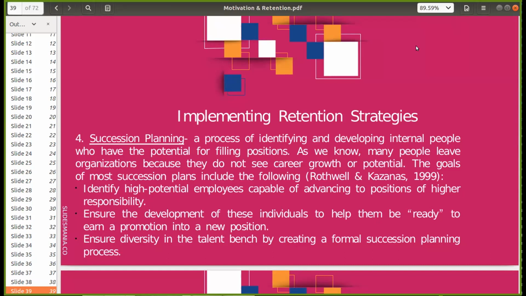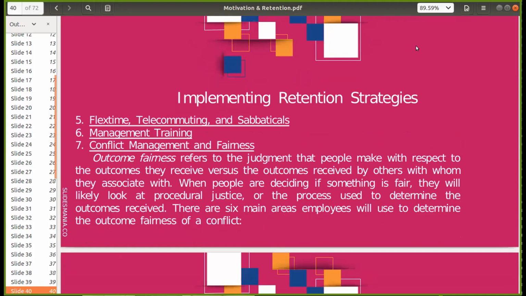So, identify high potential employees capable of advancing to positions of higher responsibility and ensure the development of these individuals, help them be ready to earn a promotion and ensure diversity in the talent bench by creating a formal succession planning process. So, it should not be, this is my favorite, I'm going to promote him. Hindi ganon. Na dapat dumaan sa proseso para may diversity pa din.